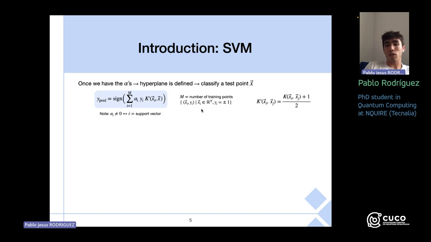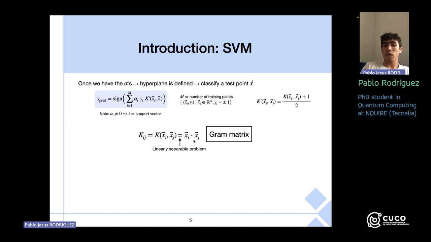Each one of these training points can have n, capital N, features. These points can live in a very high dimensional space, and this is the famous Gram matrix. In the case that we are dealing with a linearly separable problem, this is just the inner product between training points.